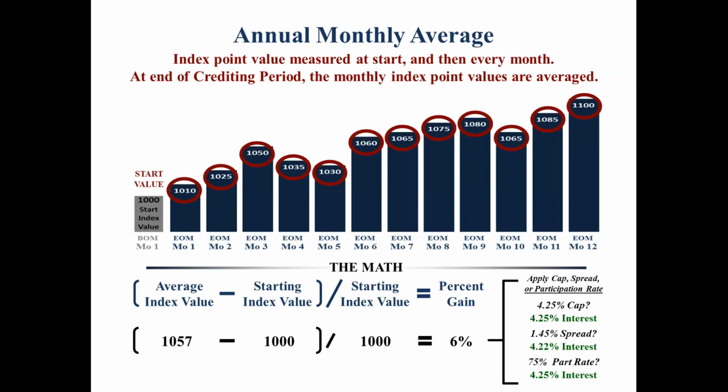And I have a 2-year point-to-point with a 2.75% spread. What was that 2-year point-to-point? 2-year point-to-point with a 2.75% spread. Now, looking at those three, I can be certain to make 2.1, right? I might make 4.25.